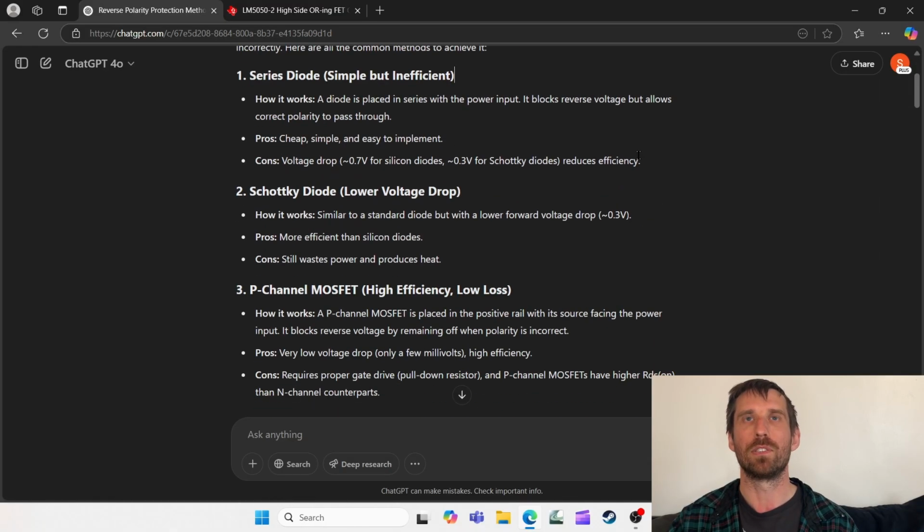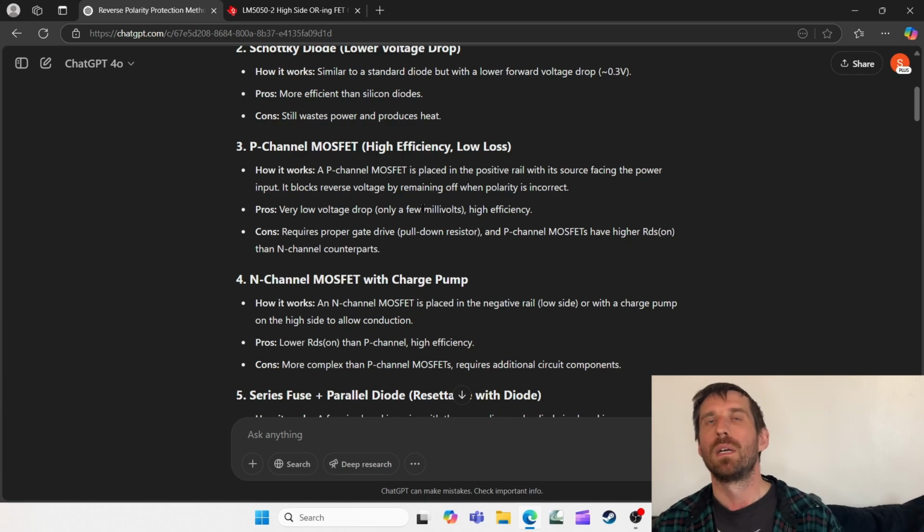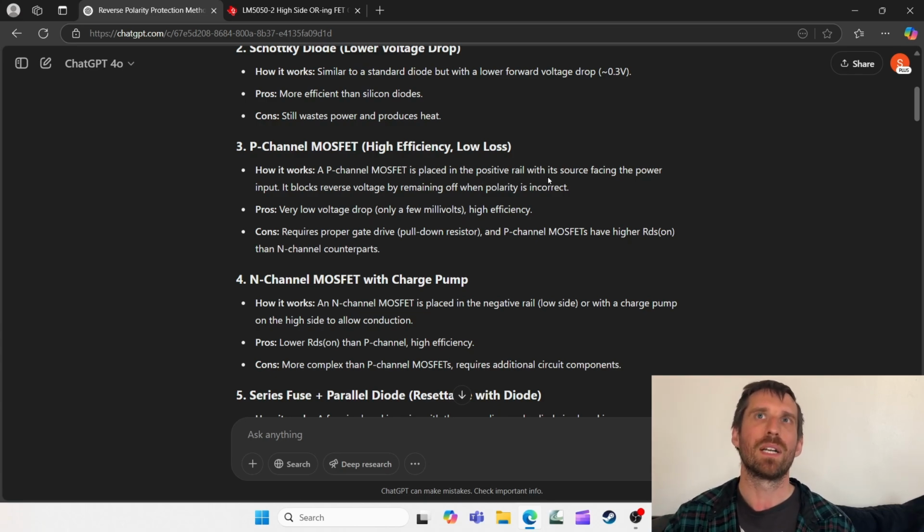Now let us move on to the third one. P-channel MOSFET. Whoa. A P-channel MOSFET is placed in the positive rail with its source facing the power input. It blocks reverse voltage by remaining off when polarity is incorrect. True. But keep in mind, and this includes diodes, there's always going to be some reverse leakage. In this application, reverse polarity, we don't care. But it's something to keep in mind when you use diodes and MOSFETs elsewhere.